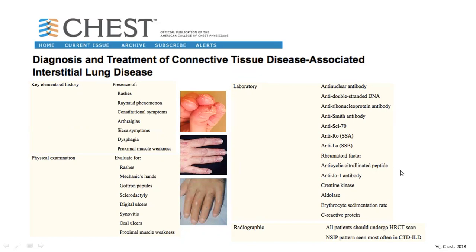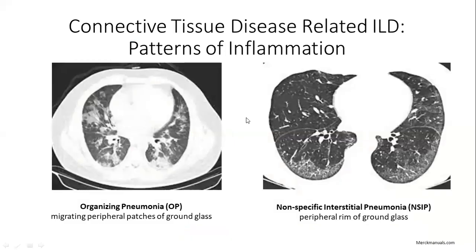And then all these labs are usually what we send when someone presents with ILD if we don't know the cause, because again, they could have an autoimmune disease that just hasn't been diagnosed before. So we send a whole host of things. And then usually, as it says here, patients should get a high-res CT, and NSIP is the pattern most often seen. So NSIP is just a type of inflammatory pattern.